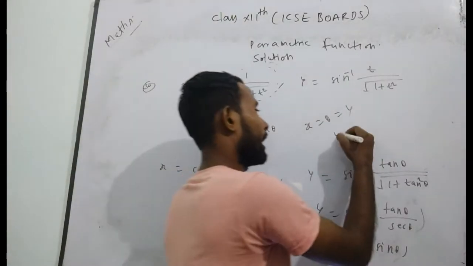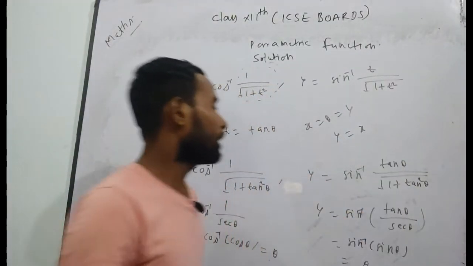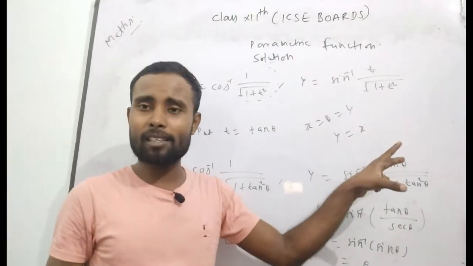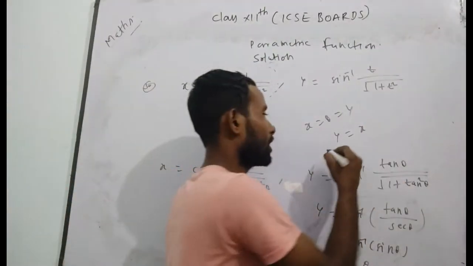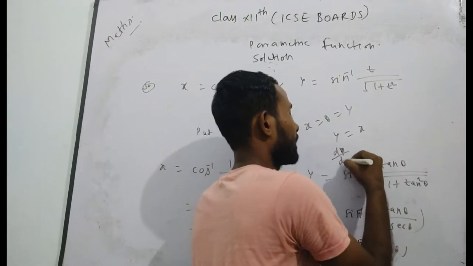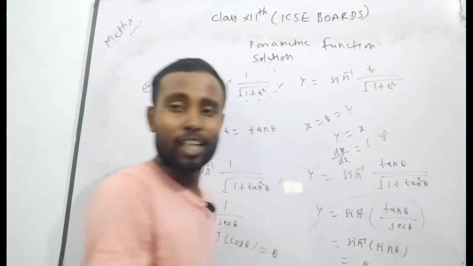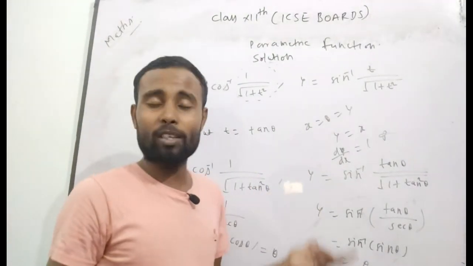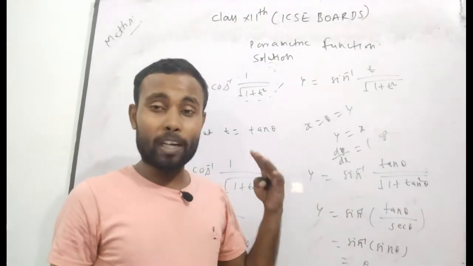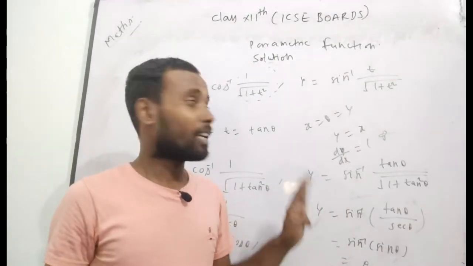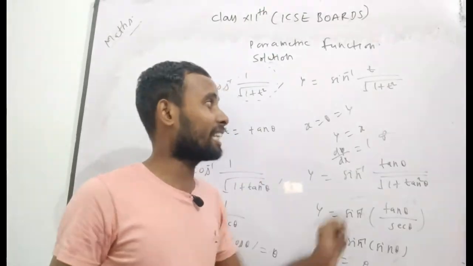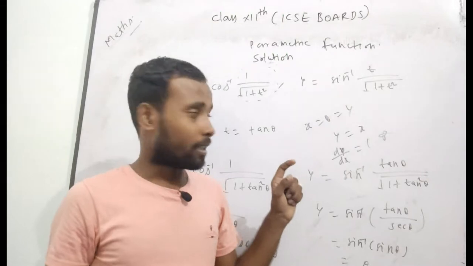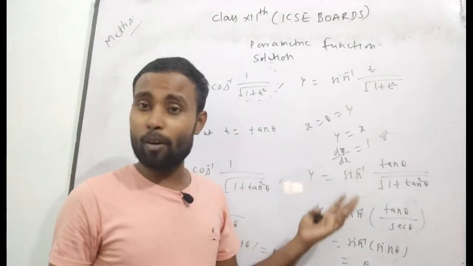So you can easily eliminate theta, because x is equal to theta and y is equal to theta. So you can write dy/dx directly. Differentiating on both sides with respect to x, simply you will get dy/dx equal to 1. You can see how easily you can solve this question. But whenever you go by the first, general method, it will be more complicated, very lengthy, and sometimes you will definitely get into trouble with its calculation.